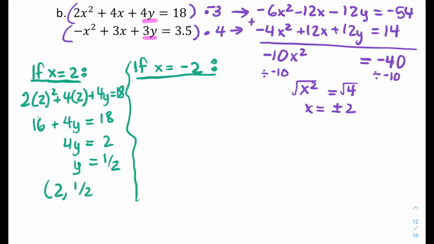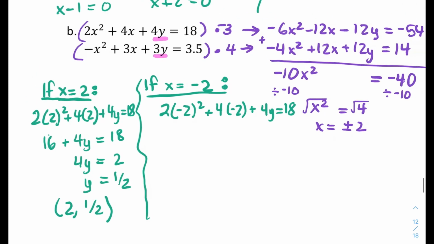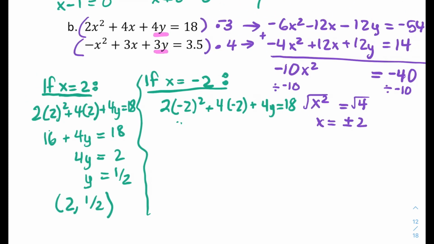Oop, that was some thunder. And then if you plug -2 back in, same story, I'm going to use the second equation. You're going to get, let's see, -2 squared is 4, times 2 is 8, plus -8 is 0, so just 4y equals 18. And then you can divide both sides by 4, end up with 18 over 4, and those are still both divisible by 2, so y equals 9 over 2. So you have -2, 9/2.